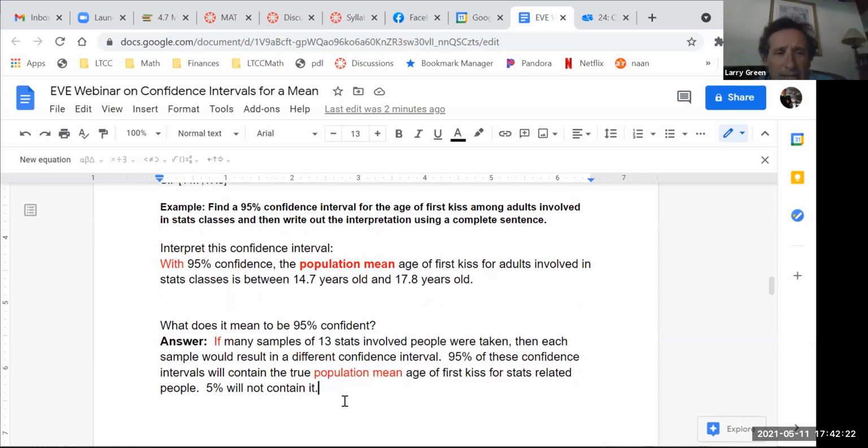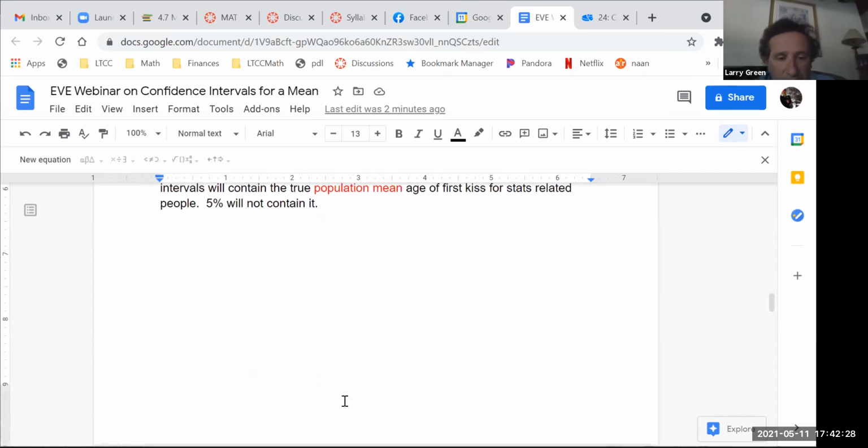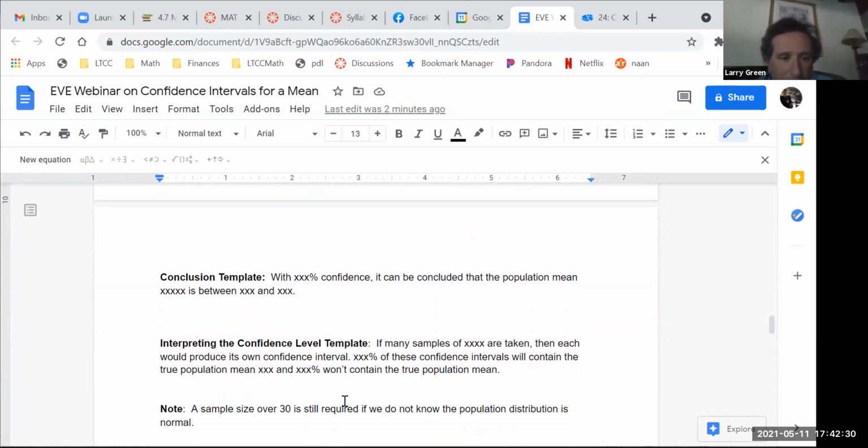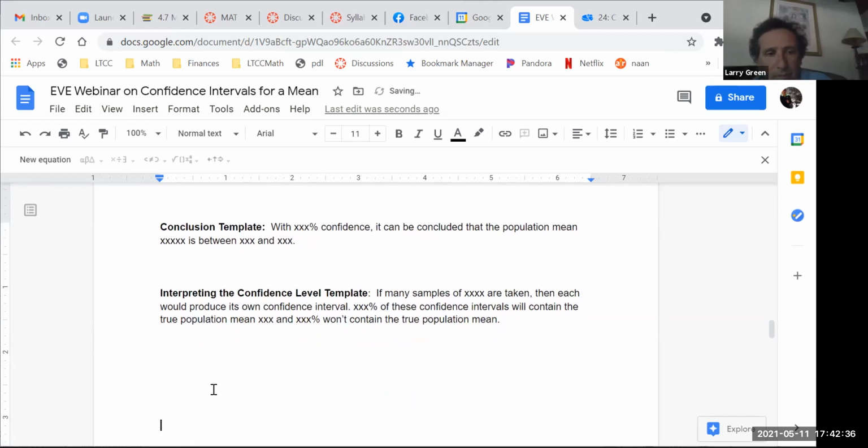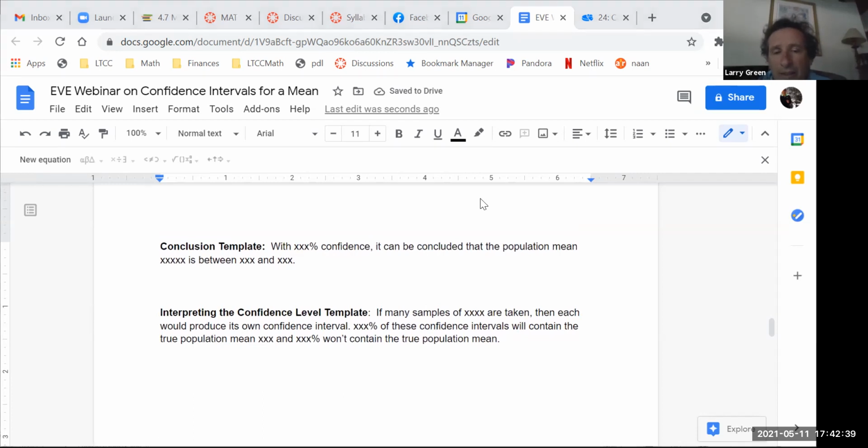Okay, I want to give you a template because I think some of you like to have a template instead of just an example. So here's a template. And let me start out with what I call the conclusion template or interpret the confidence interval template. And it's with XXX% confidence. That XXX, what might it be? Yeah, it'll often be 95%, but it could be a different number. But the point is, it'll be a number. So I'm writing XXX because that'll change.